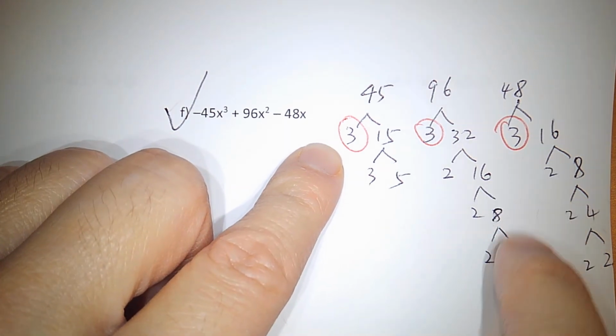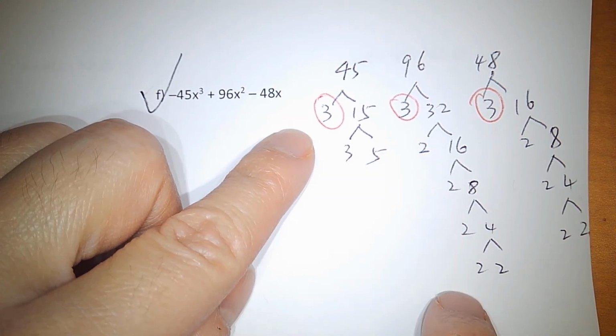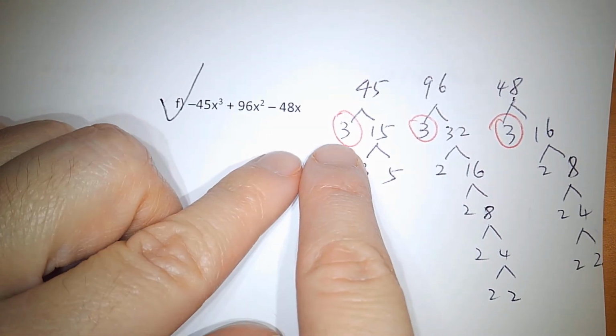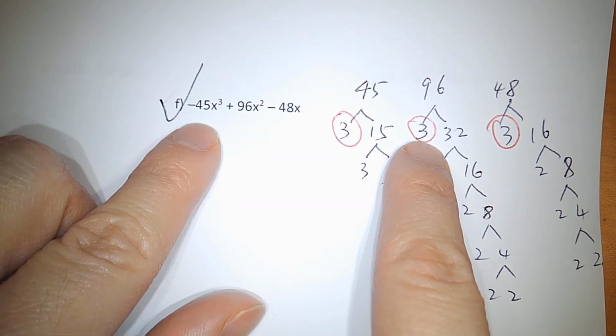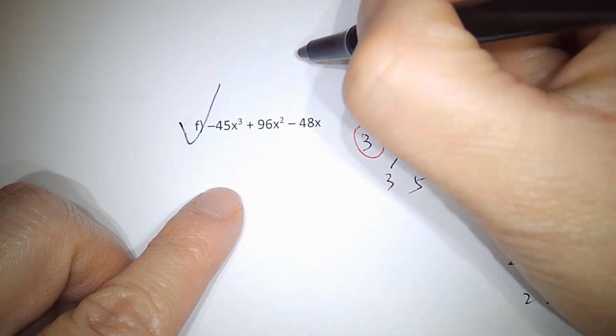3. How about this 3? See, 3 does not show up for the rest of them, right? And 5 only here, okay? So, the greatest common factor for the number part is only what? 3, okay? Alright, so what will be the GCF?